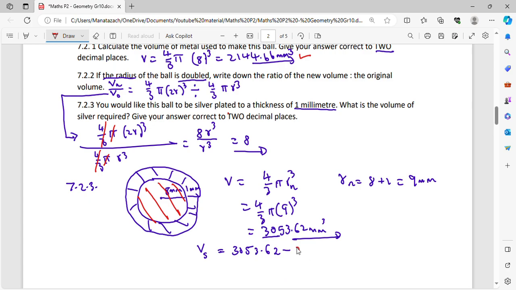So here let's write 3053.62 minus 2144.66 to get the volume of the silver plate. The answer here is going to be 908.97. That's the volume of the silver plate.